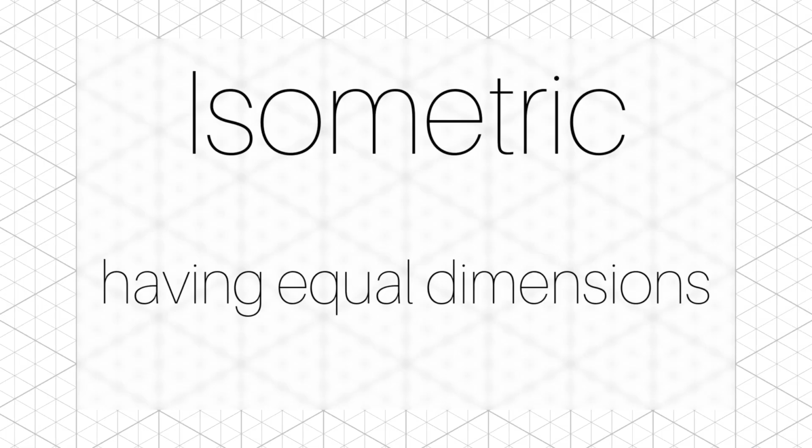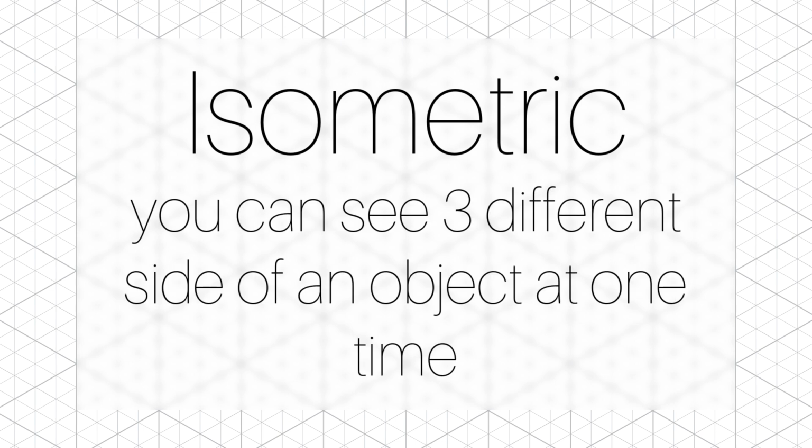Isometric means having equal dimensions. And basically, isometric drawing allows you to see three different sides of an object, all at the proper scale, size, and everything else that matters in the drawing. On the screen, you'll see isometric graph paper.